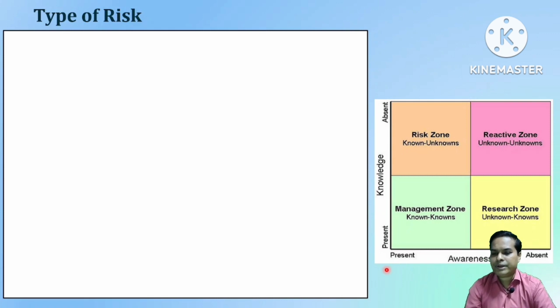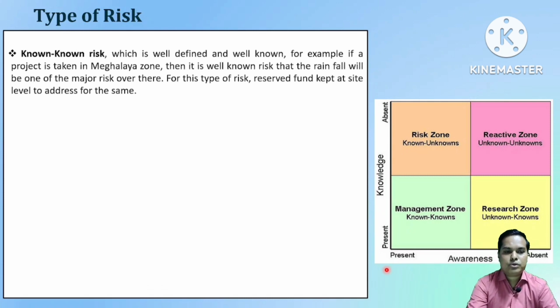For example, I know that a heavy storm will be there, or bhukamp, earthquake, is there, but I don't know when it will happen. So in that case, it is called unknown known risk. As I told you, known risk is well defined and well known.